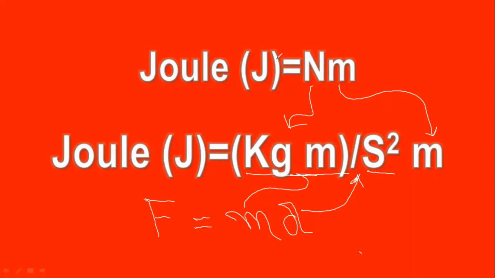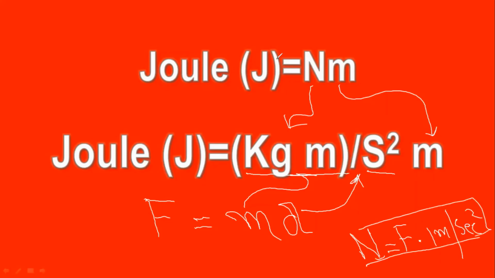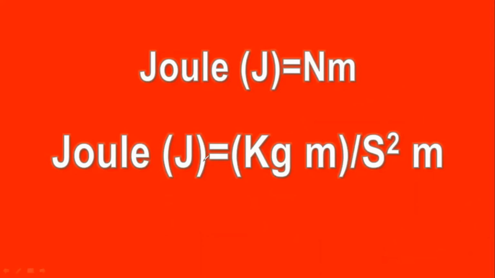Because Newton can be defined as the force which produces 1 meter per second squared acceleration in the body. So this is called the Newton. That's why we are defining this force in this way. Anyhow, this was all the explanation of this. So let's see the next.